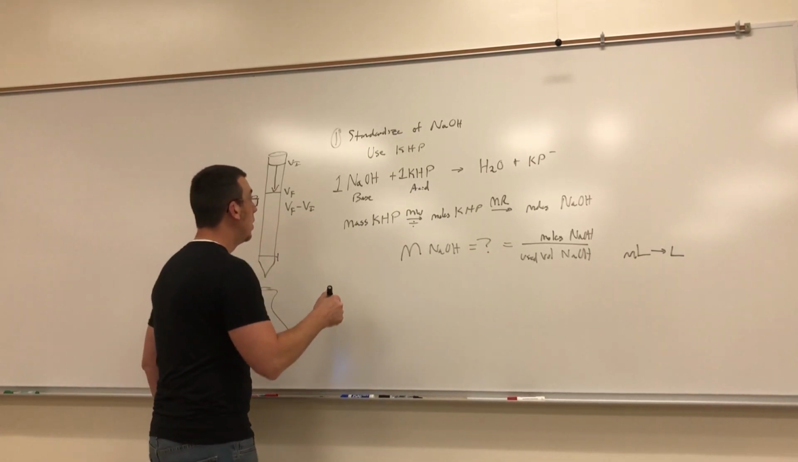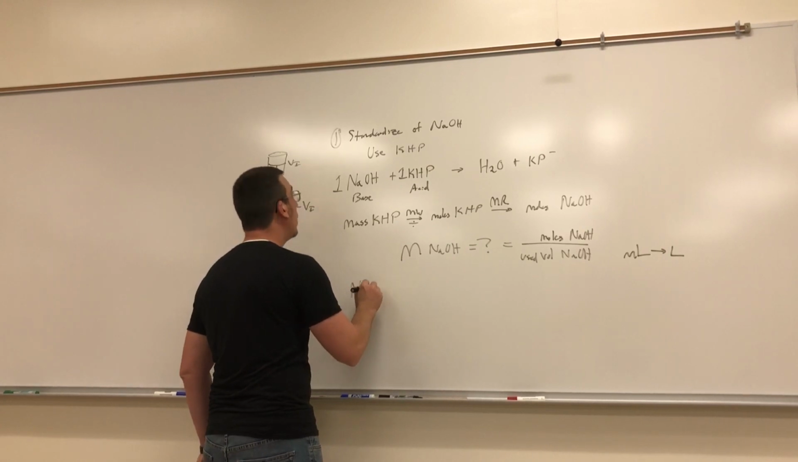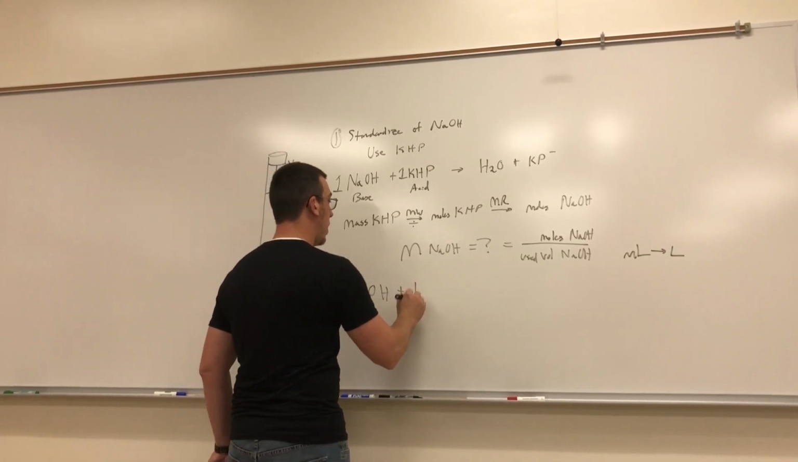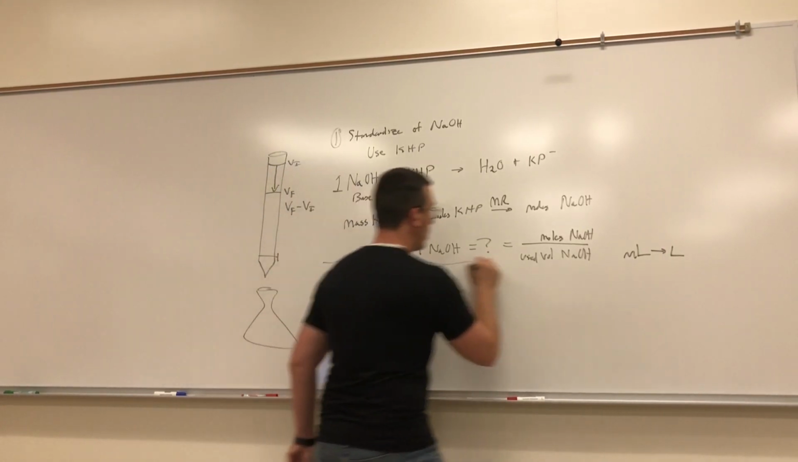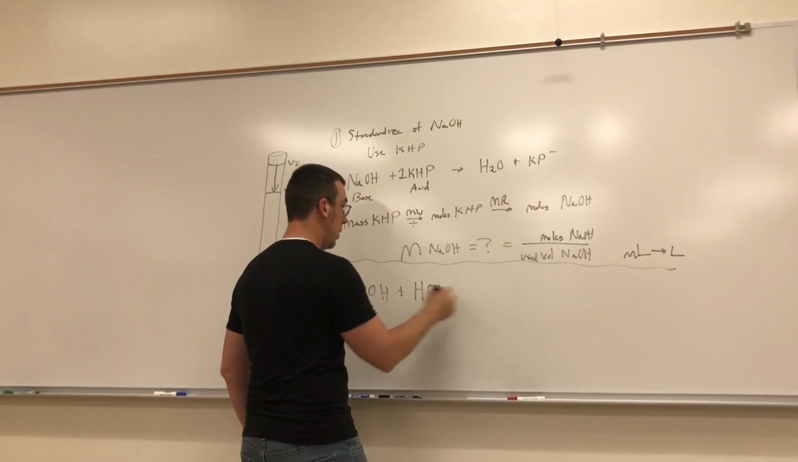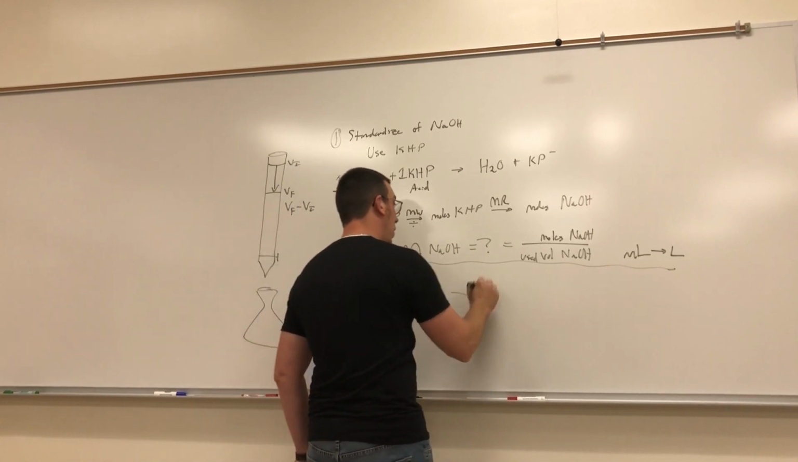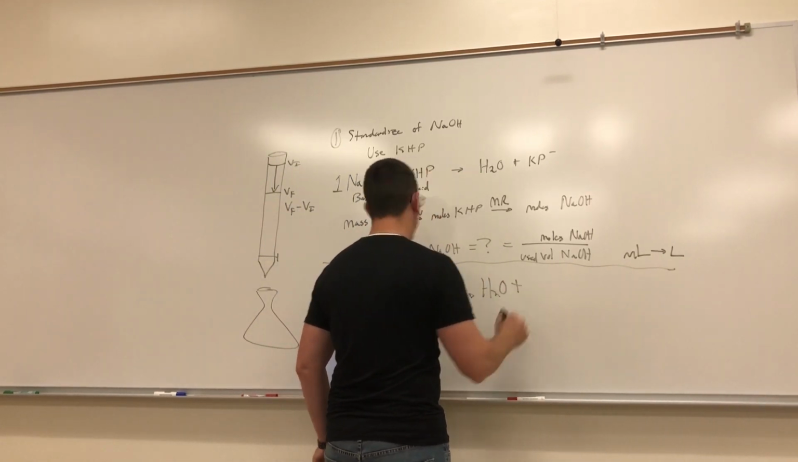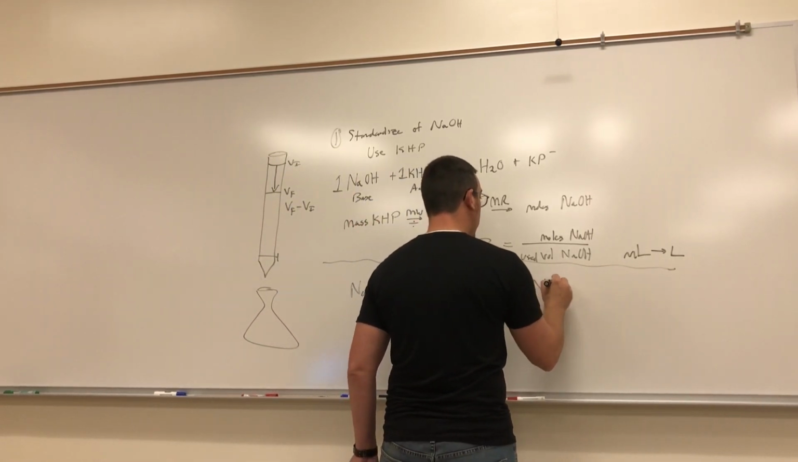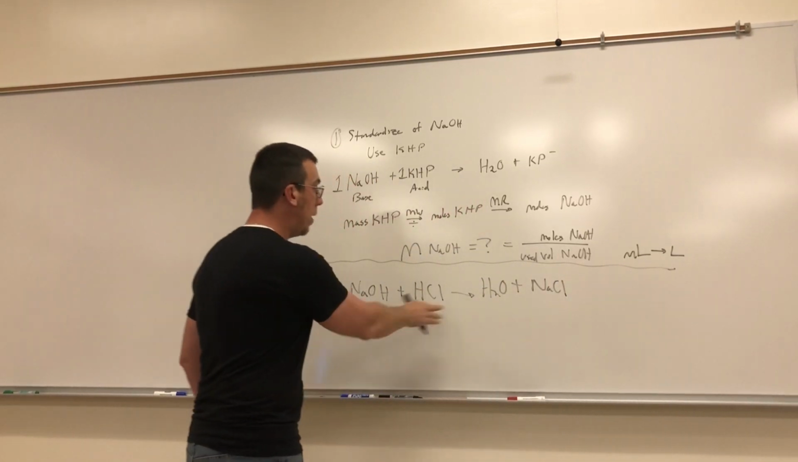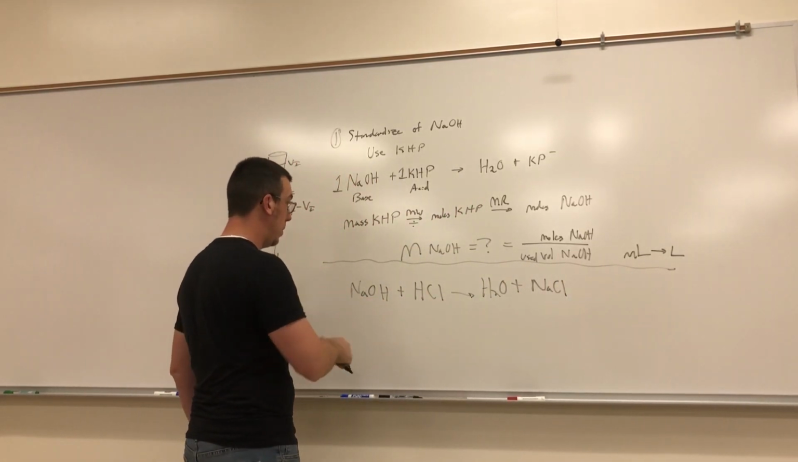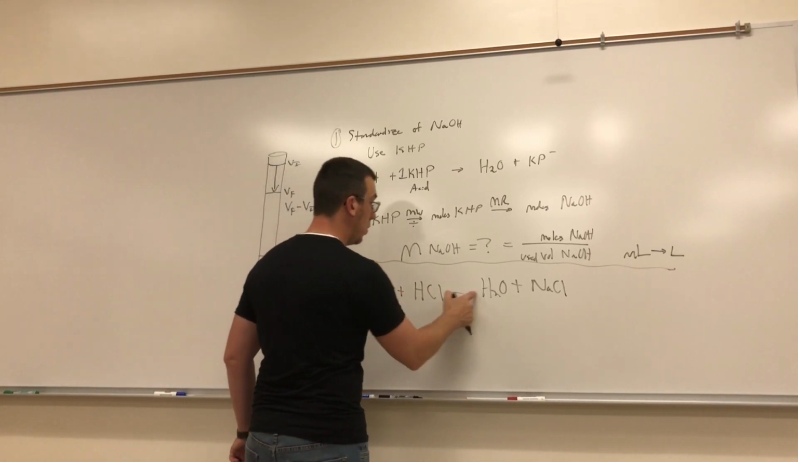Now this again is a neutralization reaction where you take sodium hydroxide and react it with the HCl. This is an acid, this is a base, neutralization, and it forms water plus the salt, NaCl. So balance this equation out. It's pretty simple. It's 1 to 1 to 1 to 1.